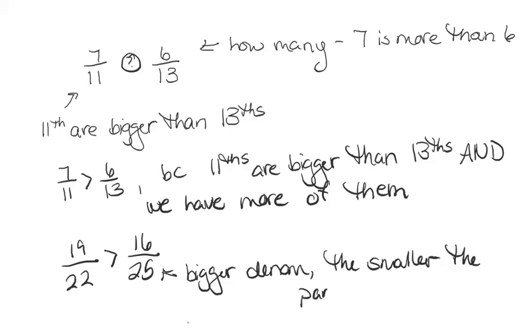So that's why this is a reasoning strategy, kind of about the size of the pieces with the denominator, and then the number of pieces, the numerator. So when we have more pieces in the numerator and bigger pieces, right? So the denominator is smaller than the other denominator. So it's really thinking about the relative size of each of these fractions.